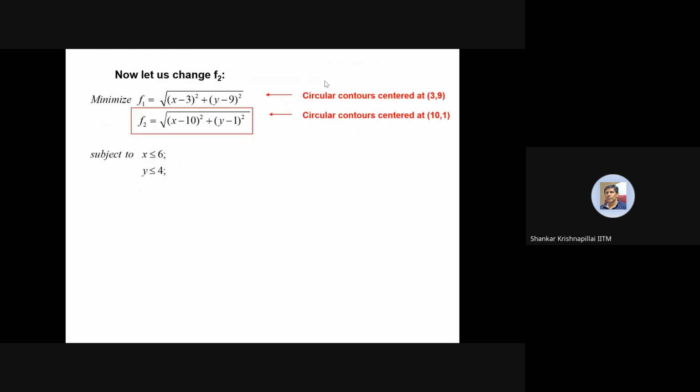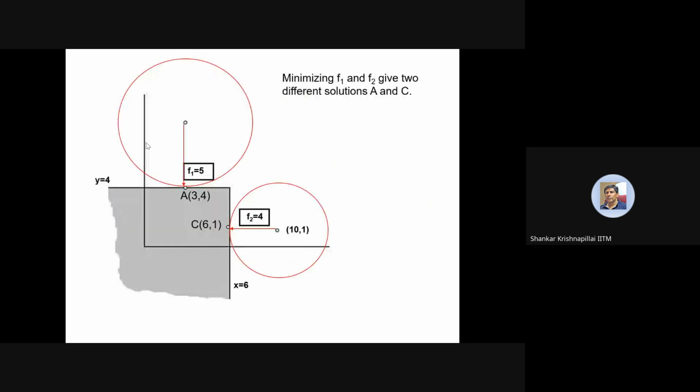So let us look at another case, which is the more likely case. What we do is shift the center of the second objective function so that the contours are coming from another direction. Now the two objective functions' contours will touch the feasible region at different locations. Okay, so this is f1, our old objective function. That will touch the feasible region at 3, 4.